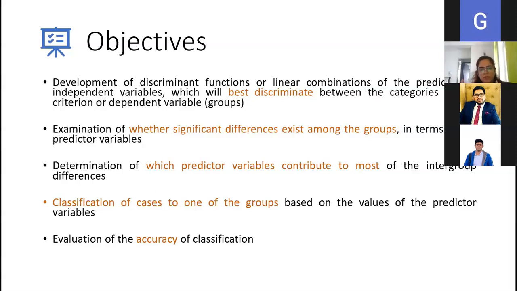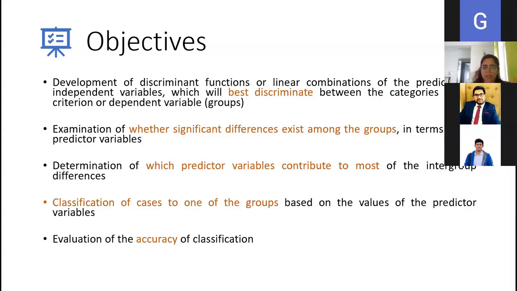Whether there are significant differences among the groups. Is it so कि जो male की preferences हैं और female की preferences हैं वो different हैं? Whether there are any significant differences? And we have a very important statistic called Wilks' lambda to identify that. Okay, determination of which predictor variables contribute to most of the intergroup differences. Male or female में preference changes हैं, but exactly what are the variables that are creating that discrimination between males and females? Classification of cases to one of the groups based on the values of the predictor variable.